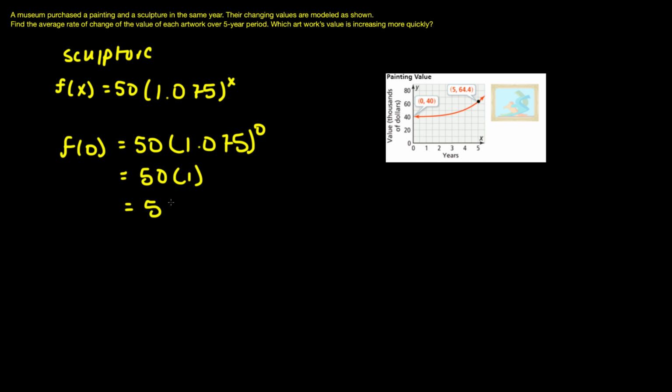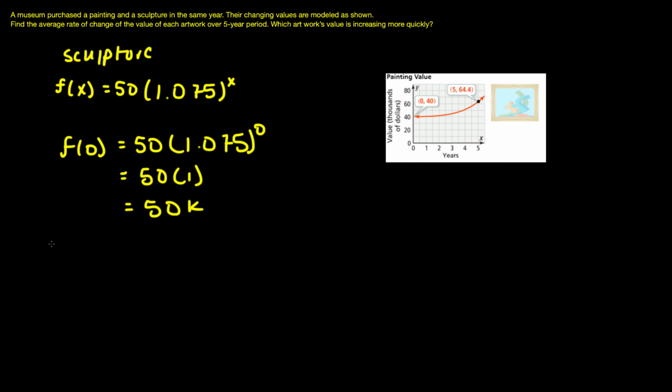So I first have to find the points here. We're going to do the points for the sculpture first. So I'm going to do the very beginning, the price of my sculpture, 50 times 1.075 to the 0 power. Anything to the 0 power is going to be 1, so this is essentially 50 times 1, or $50,000.